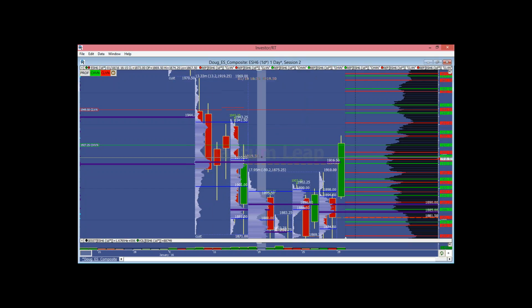We're inside of this prior micro-composite. I'll fix it later. I want to change my colors here. The value area high is 41.50. The value area low is 1901, and that's where we're trading inside of this right here. Balance is at 1650. I call it anywhere from 1550 to 1650.